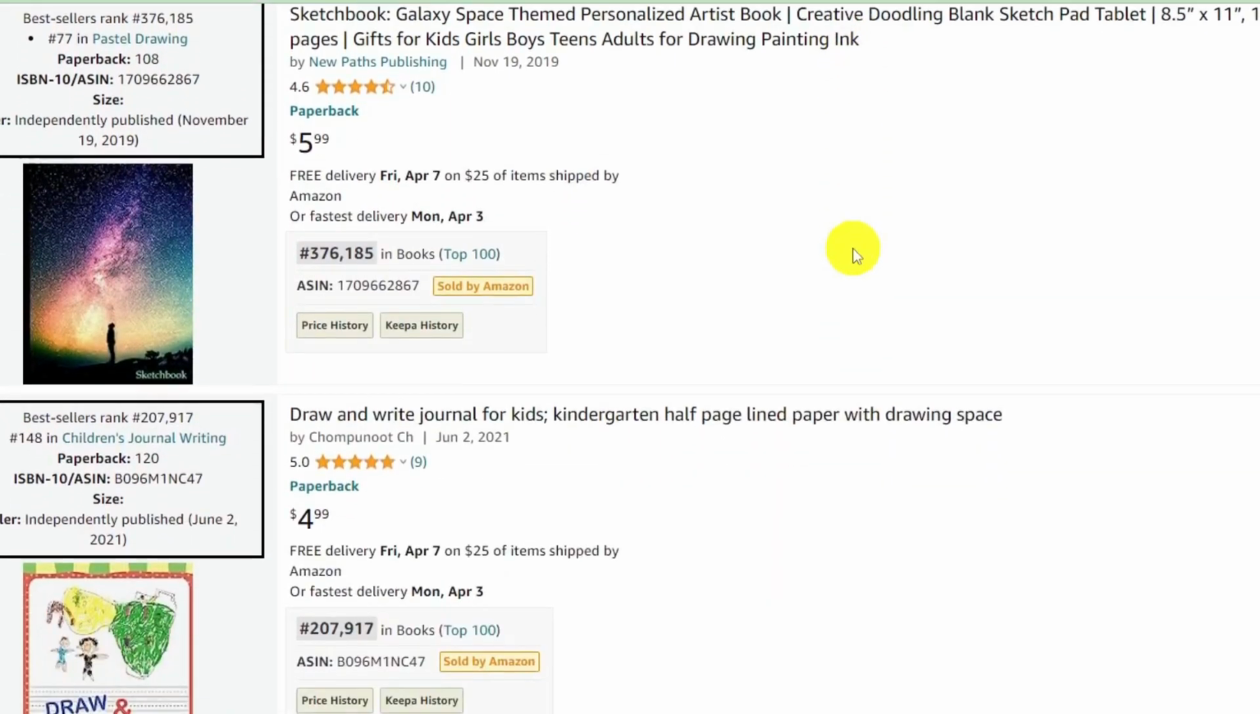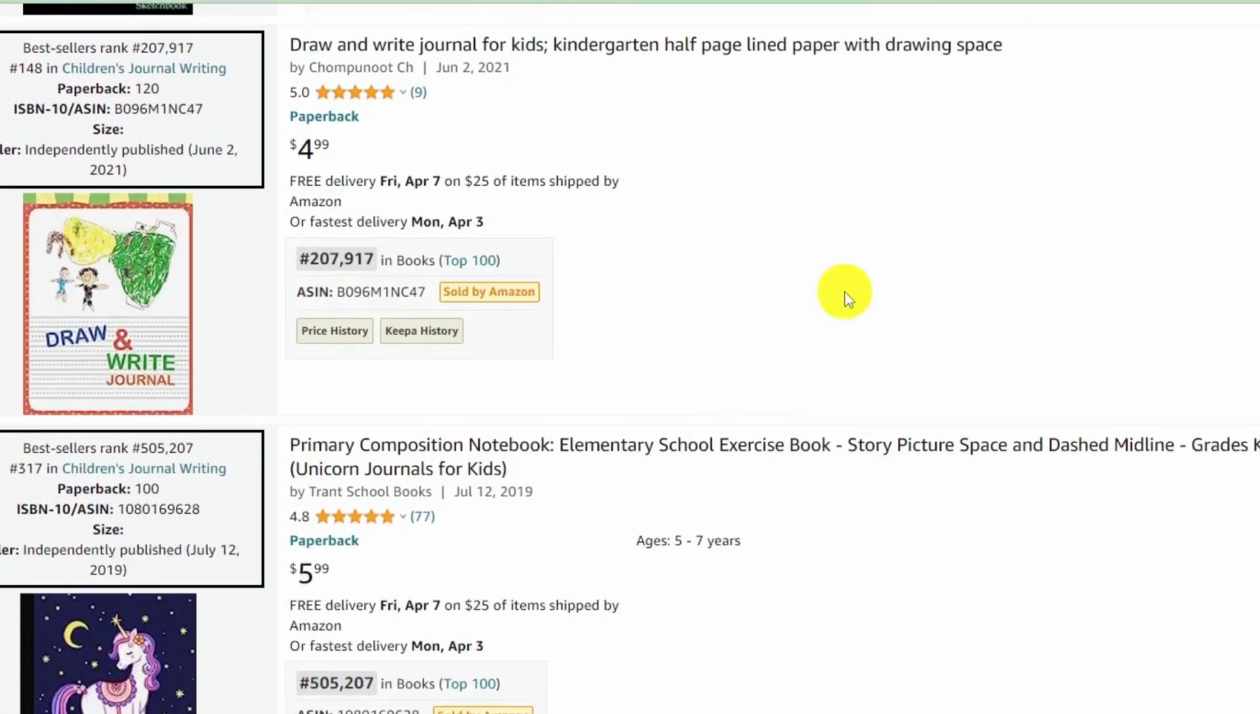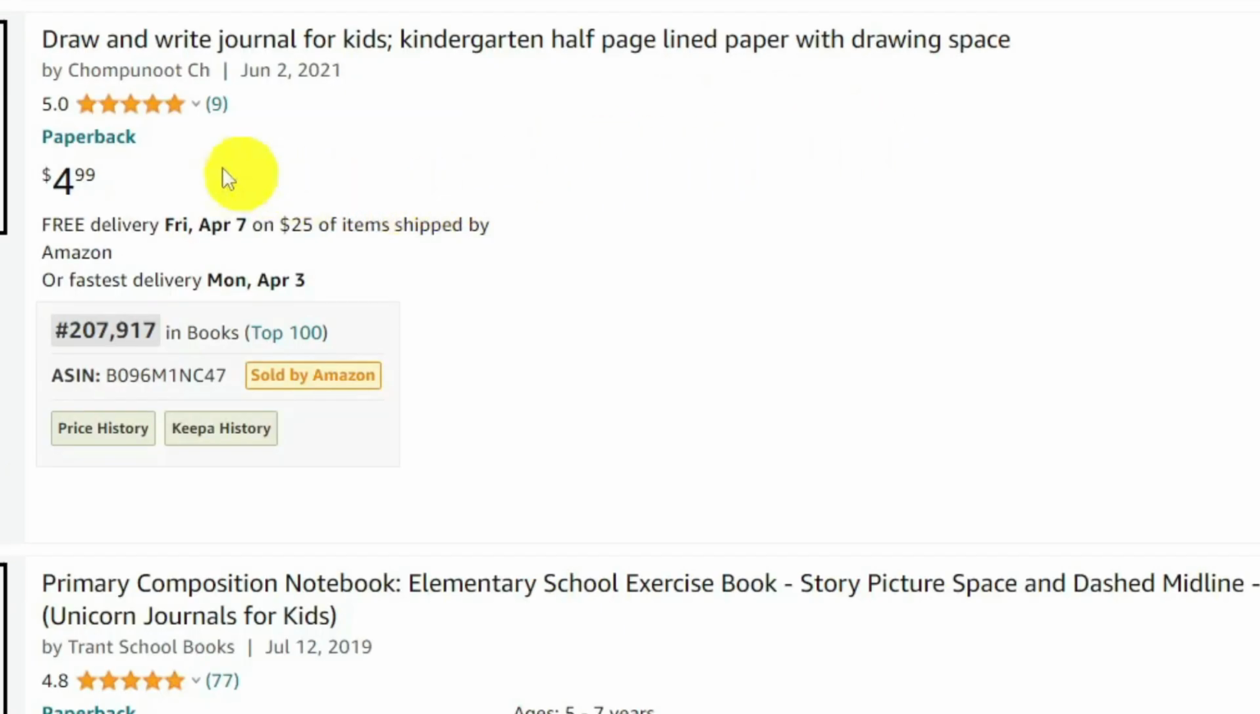This one's not independently published. This one is a long time ago, 2019. Now that's clearly for an older child, and that's actually a sketchbook anyway, so that's not something that we're looking at. Draw and write journal for kids, kindergarten, half-page lined paper with drawing space. Now, as you can see here, they've only used one capital letter, and most people do use a capital at the beginning of each word, which obviously is not something we do in normal scenarios, but it does look much better on Amazon. So I would recommend that you do add a capital letter at the beginning of each word.